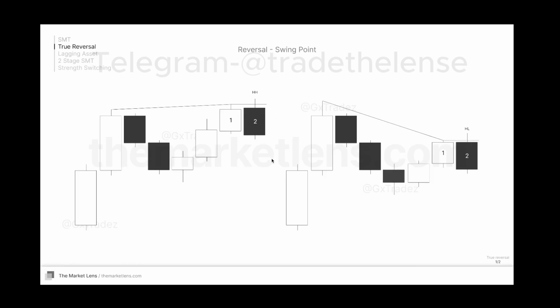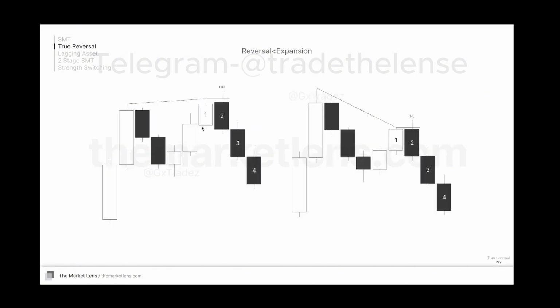So I know a lot of the time some people see that I use the SMT, but they're like, where's the key level though? It's like, this is the key level. SMT is a key level in a sense because one asset is sweeping. So this is the first thing we do. We look for a swing point.